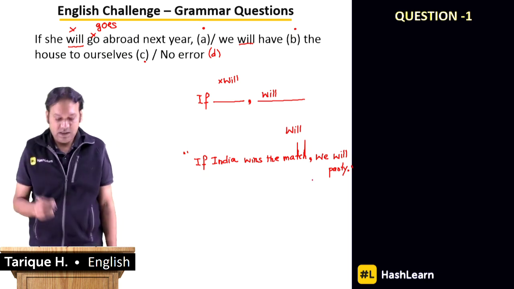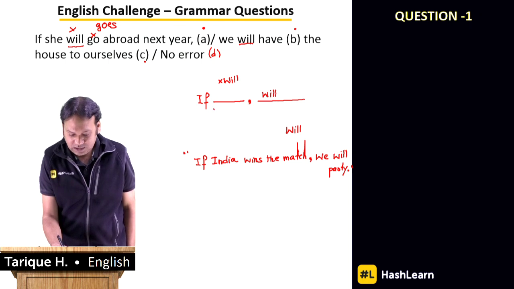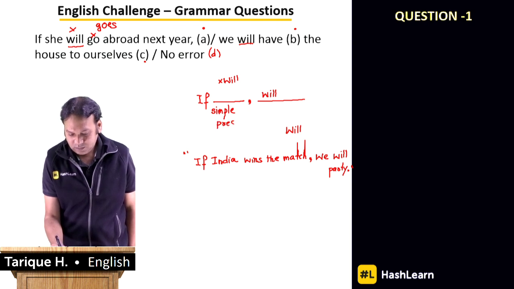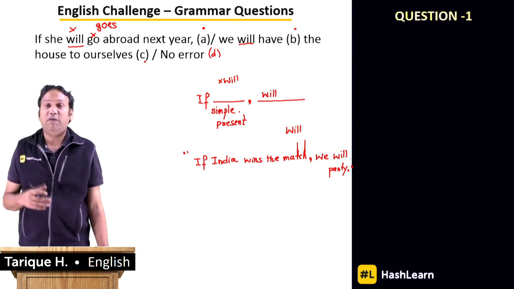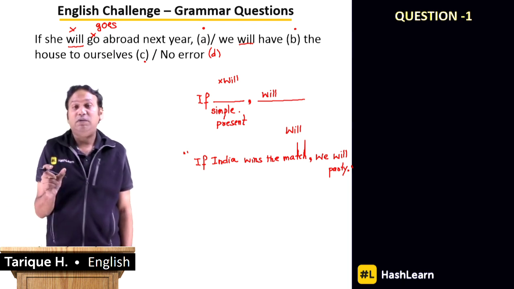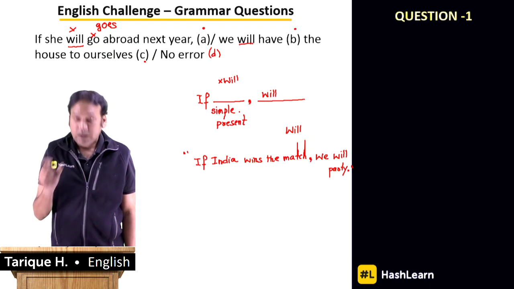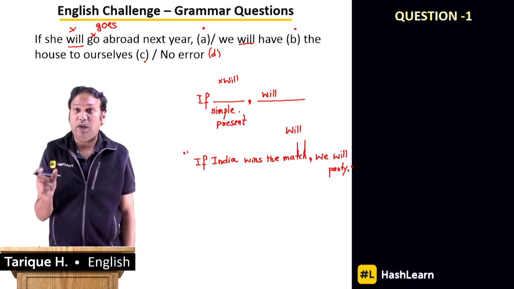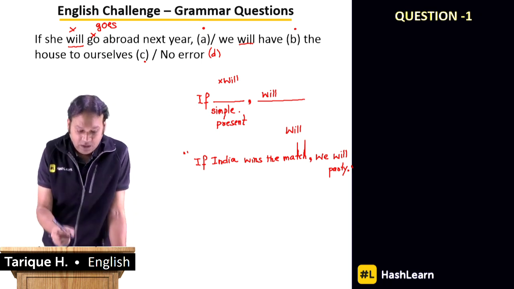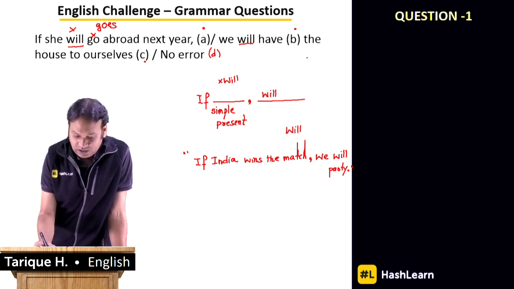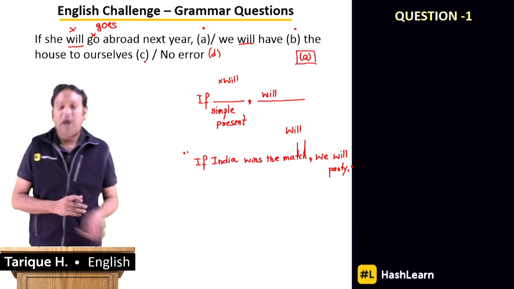So in an if sentence, the first part should be in simple present tense. Then the second part will contain will. For example, if he comes tonight, we will go for dinner, right? So the second part of the sentence contains will, not the first part. Keep this in mind. So the right answer for this question is A. A is the wrong part of the sentence. The error lies in part A.